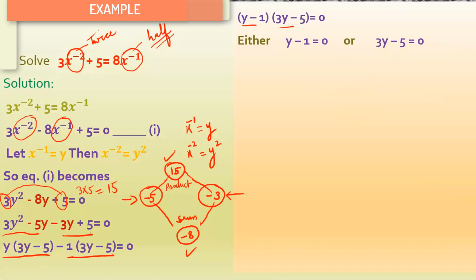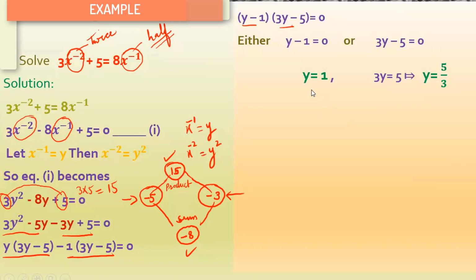Now we simplify. After simplification, we are left with y is equal to 1 and y is equal to 5 over 3. These are the values of y we supposed in the beginning of the question, right? So now we need to find the values of x which was given in the question. This is not our requirement.